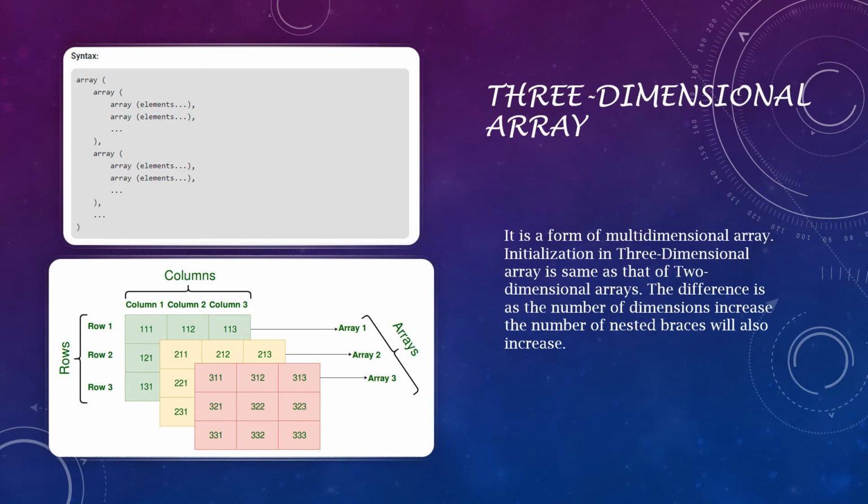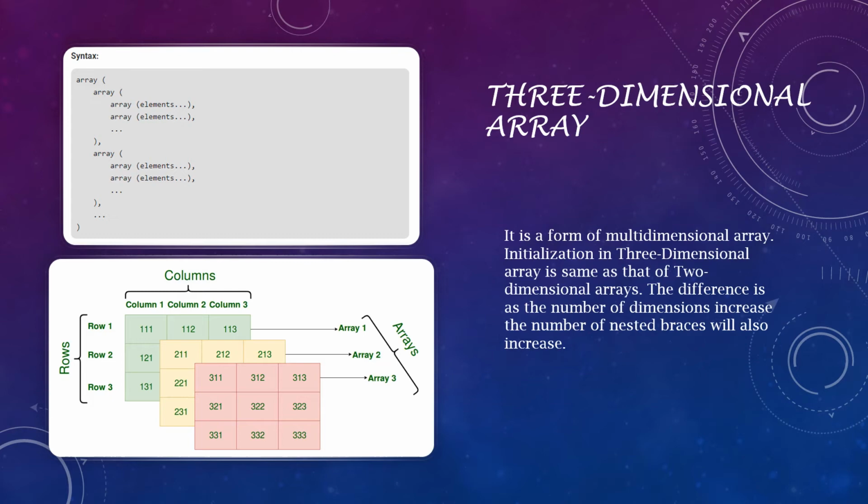Our next array is the three-dimensional array. It is a form of multidimensional array. Initialization in the three-dimensional array is the same as that of the two-dimensional arrays. The difference is as the number of dimensions increase, the number of nested braces will also increase. And this is shown in the syntax here.